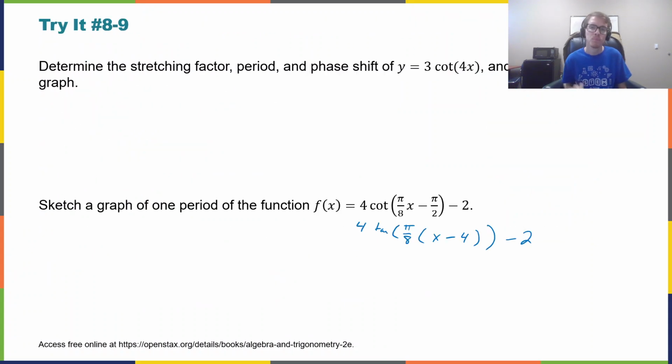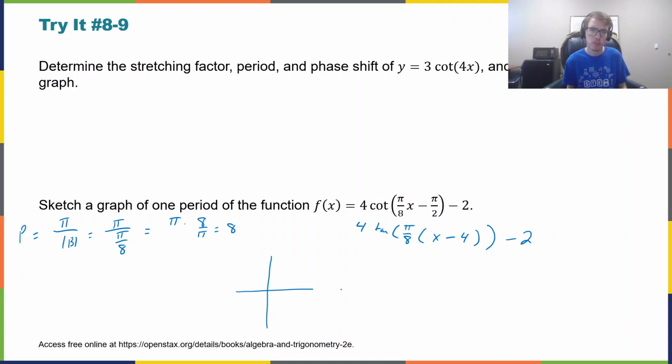Okay. So if we take that b, we can say that's the period. Period is pi over b, so that's pi over 8. That's pi times 8 over pi, so 8. So our period is 8 for tangent and cotangent.